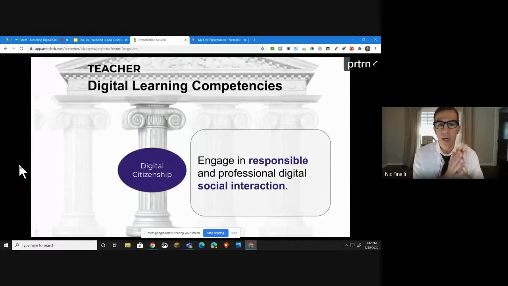All right, the next part is engaging in responsible and professional digital social interaction. So we'll look at that because that's one of the themes throughout, is that you are going to be interacting with them socially. You do it all the time, every part of the day. And so you need to show and model those responsible things and actually know what's responsible.